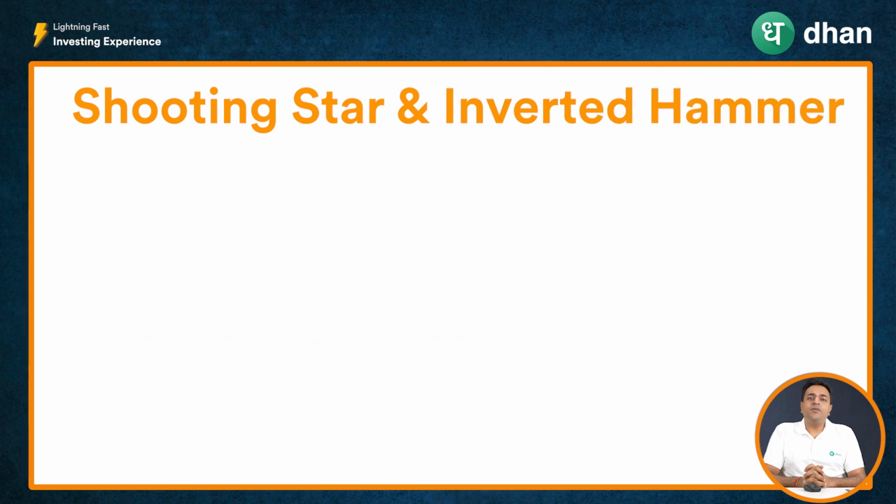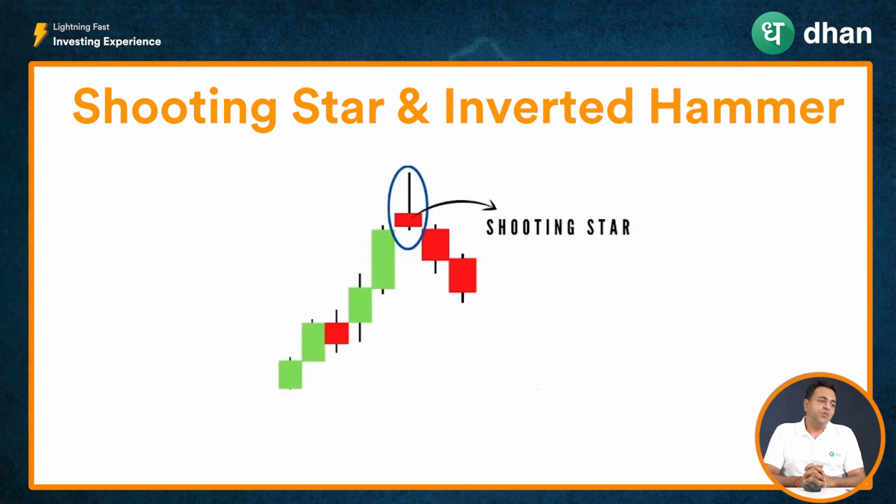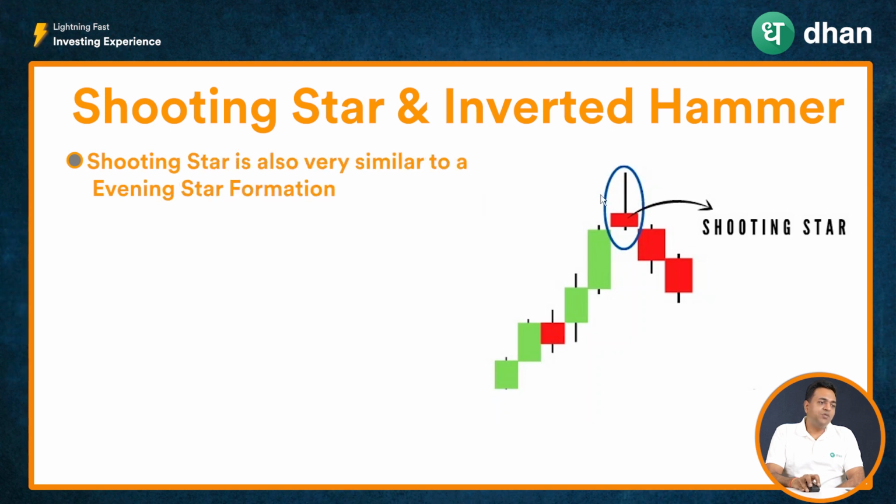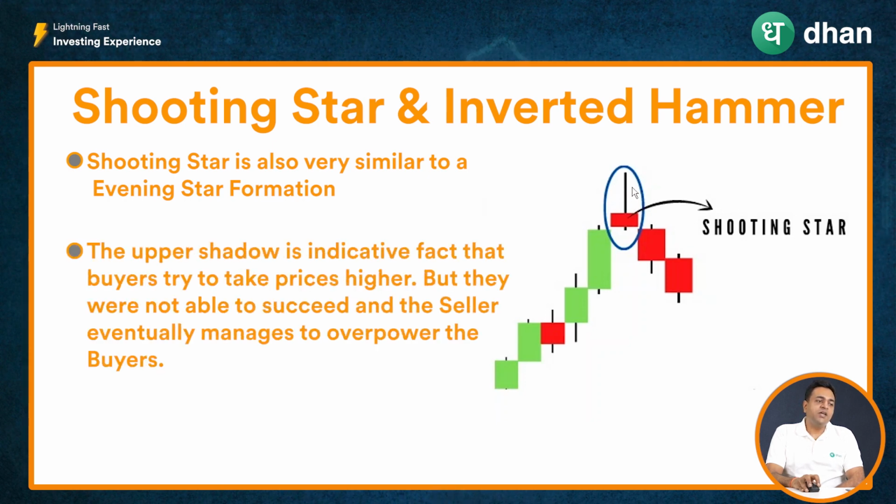Now let's quickly cover a few variations of this morning star and evening star pattern, which are known as the shooting star and the inverted hammer. As you can see on my screen, a shooting star is also very similar to an evening star formation. It is just that you have a huge upper shadow in the case of a shooting star. The upper shadow is indicative of the fact that buyers tried to take the prices higher, but they were not able to succeed, and the sellers eventually managed to overpower the buyers.